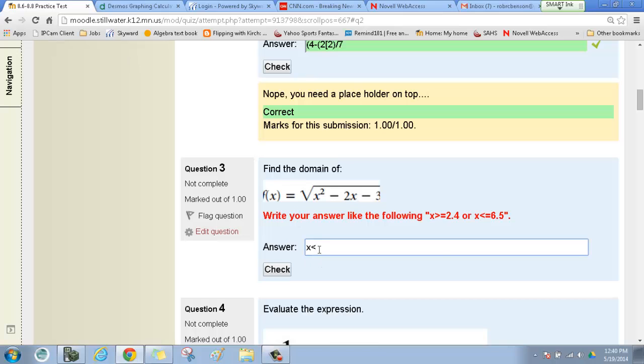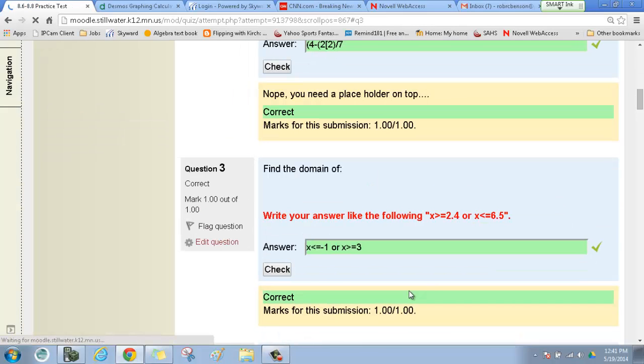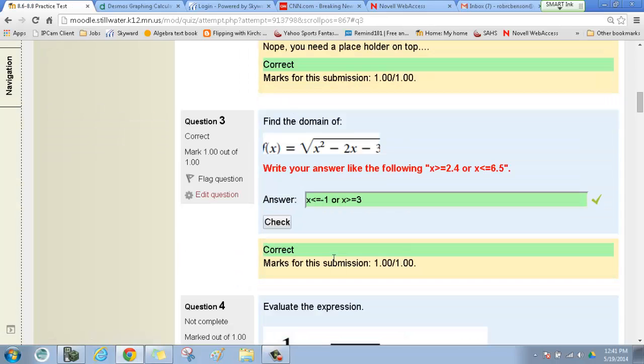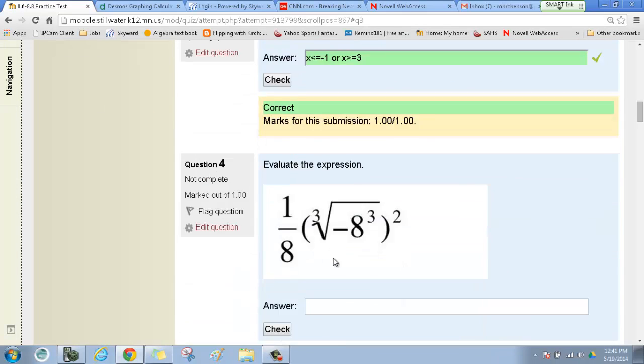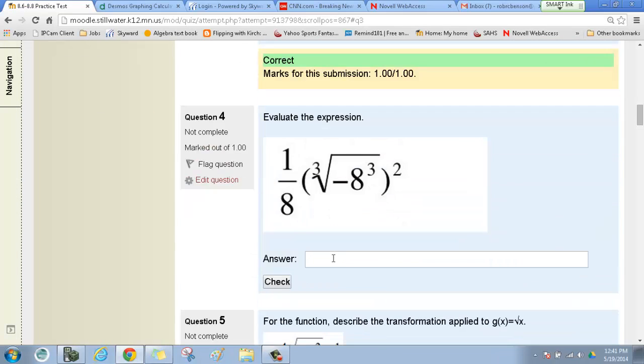So I'll show you how to plug that in there. If x is less than or equal to -1 or x is greater than or equal to 3. And then we check that out. See what we get. There we go. That's question 3 done. Moving on to question number 4. Okay. Question number 4, we need to actually simplify this and think PEMDAS. PEMDAS when we're simplifying this.